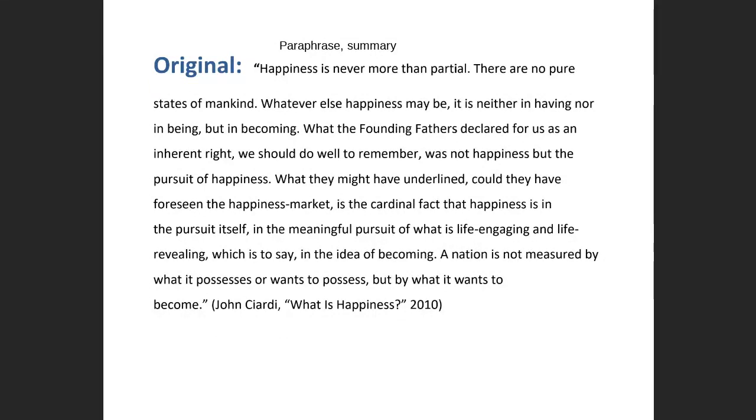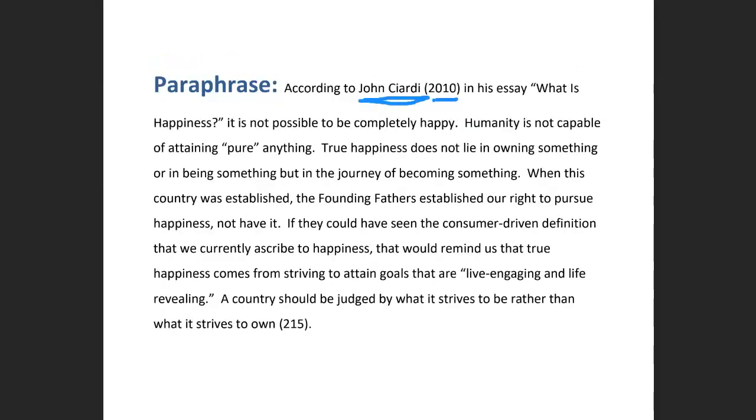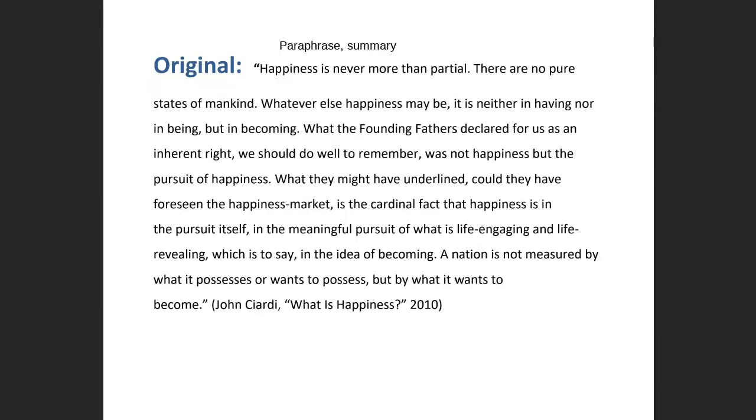"What the Founding Fathers declared for us as an inherent right we should do well to remember was not happiness, but the pursuit of happiness." So what I said there was when this country was established, the Founding Fathers, and I should have used a different word instead of repeating that, our right to pursue happiness, not have it.